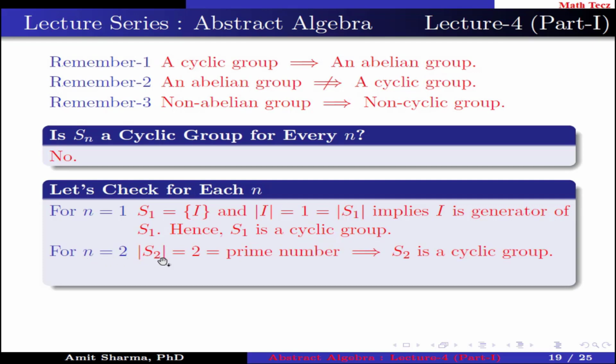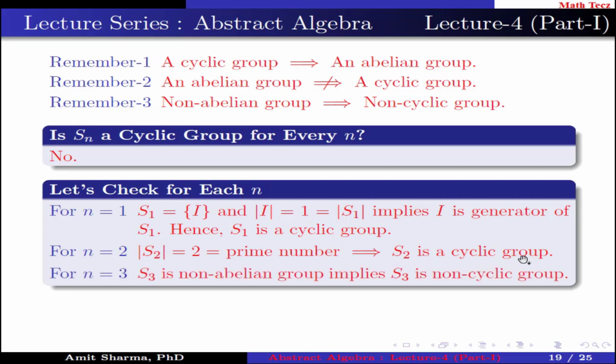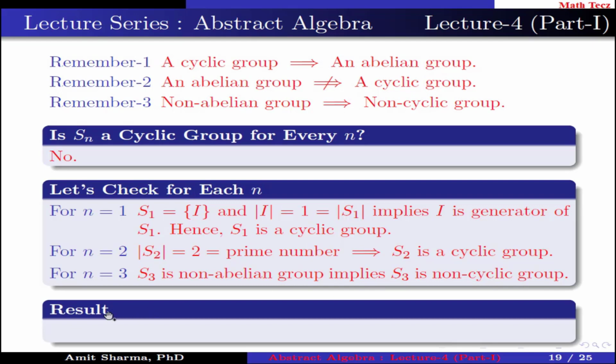For n equal to 2, the order of S2 is equal to 2, which is a prime number, implies S2 is a cyclic group. For n equal to 3, S3 is a non-abelian group, implies S3 is a non-cyclic group. Result: for n greater than or equal to 3, Sn is a non-cyclic group.